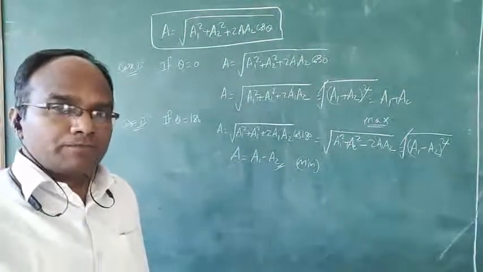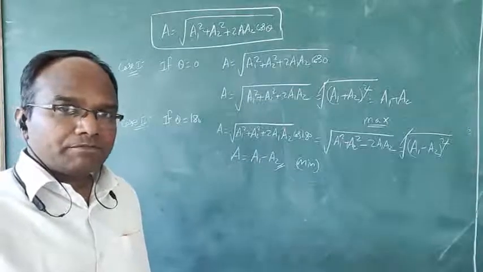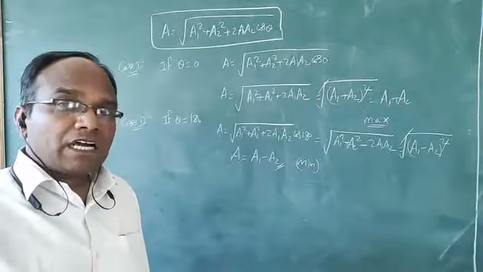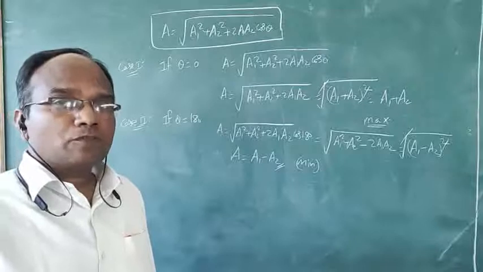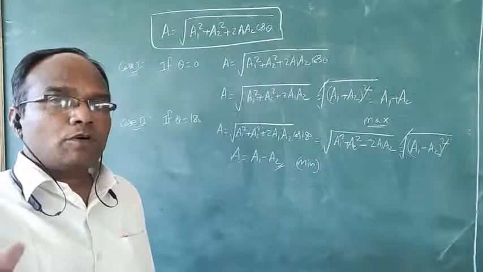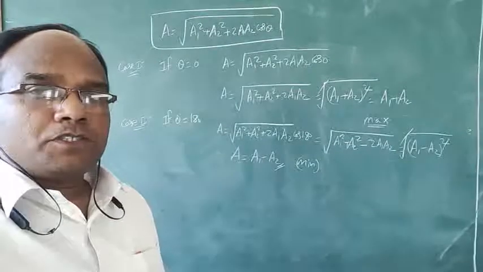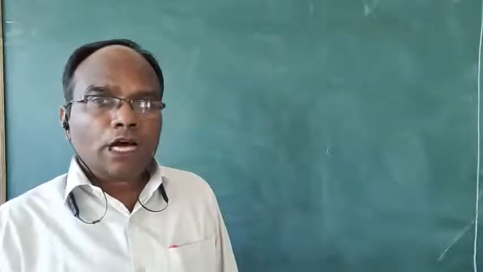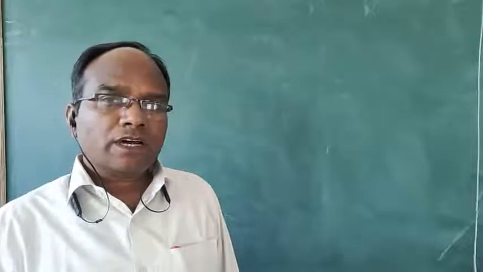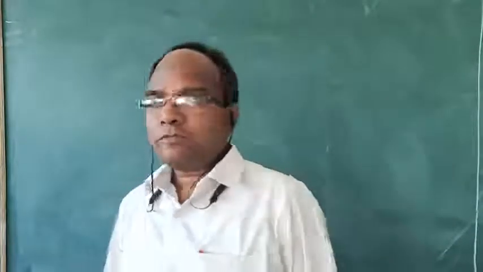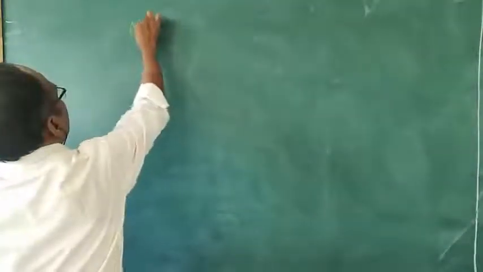So this is about the superposition principle. You have to remember, at a point in a medium, the resultant displacement of a wave is equal to the vector sum of the individual displacements of the waves. That is, y is equal to y1 plus y2 plus and so on. Now, how we got A is equal to root of A1 square plus A2 square plus 2A1A2 cos theta, I will show the proof.